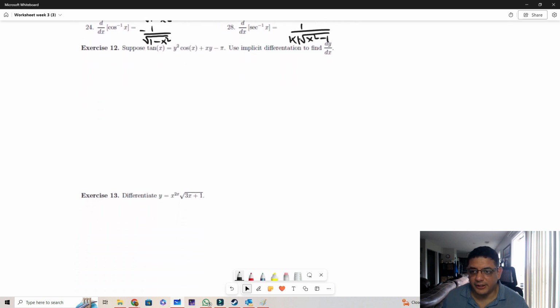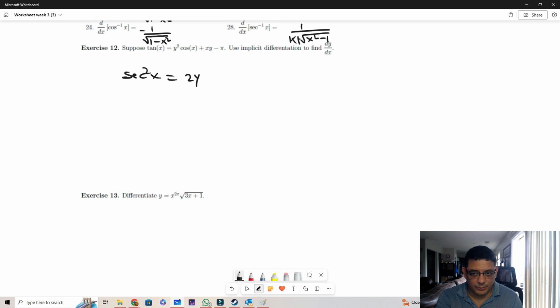Okay, now exercise 12 is about implicit differentiation. We have tangent of x equals y squared cosine of x plus xy minus pi. So the derivative of this is going to be secant squared. From tangent is going to be secant squared. Here we have a product rule. This is going to be the derivative of y squared, 2y.